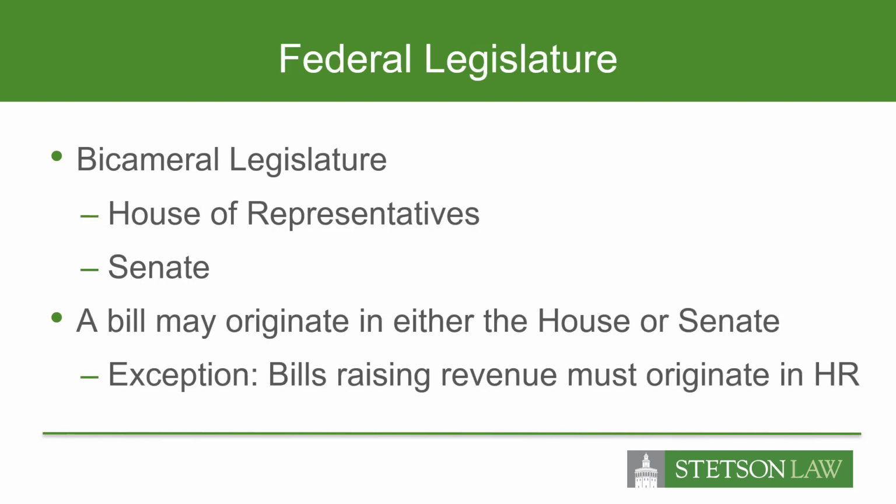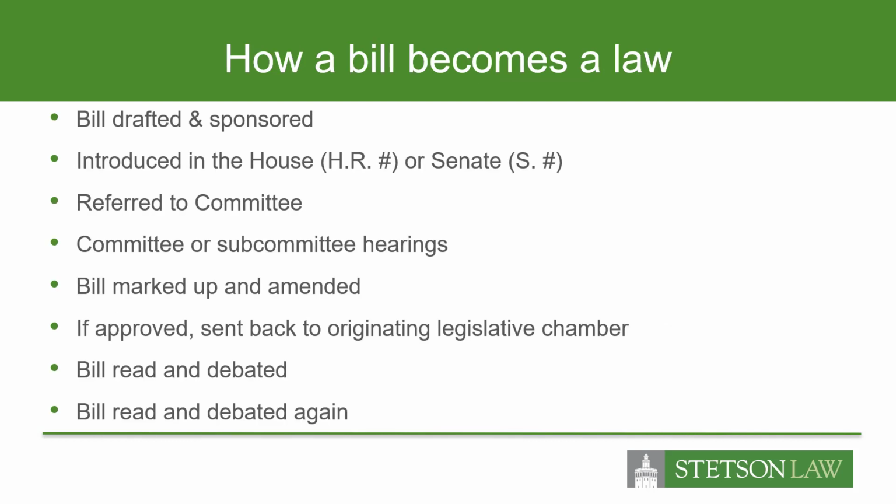So in the United States at the federal level, our legislature is a bicameral legislature, meaning it has two bodies. One is the House of Representatives, and the other is the U.S. Senate. And a bill may originate in either the House or the Senate. It doesn't matter which, except bills raising revenue must originate in the House of Representatives. To better understand legislative history, you first need to be comfortable with how a bill becomes a law.